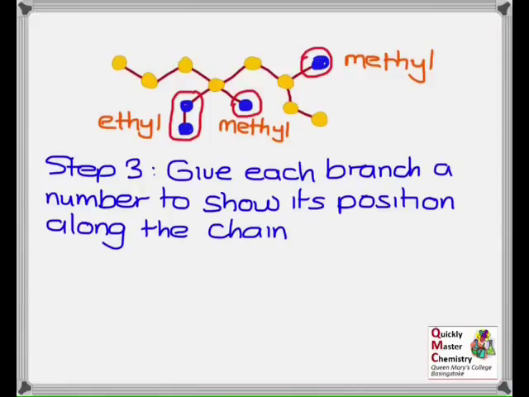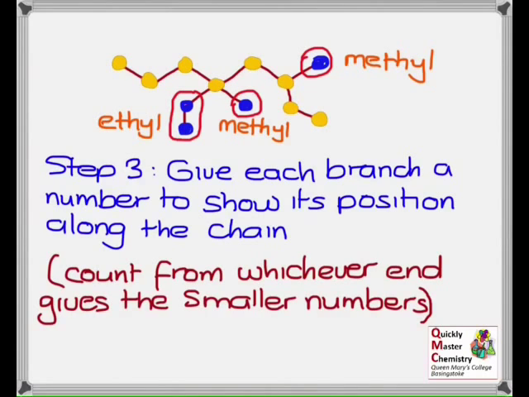The next step is to give each branch a number to show its position along the chain. So we're going to number our 8-carbon chain, the longest chain, and use that to show the position of the branches in the name. But an important point here is that we're not just necessarily going to count from the left-hand end of the molecule, because, of course, a molecule is just an object. You can pick it up, turn it round. There's no reason we should have drawn it this way. We could easily have drawn it flipped over on the page.